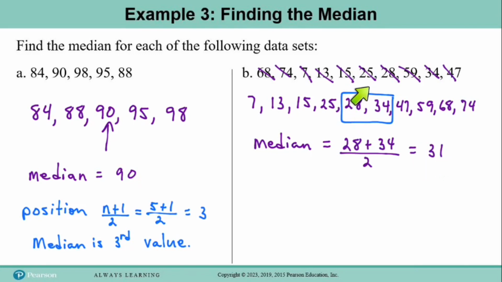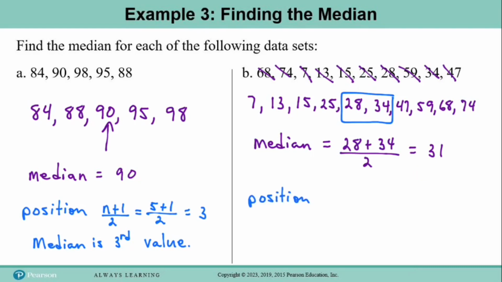Now notice that 31 would come right here in between 28 and 34. So there would be 5 numbers that are less than the median, and also 5 numbers that are more than the median. And so, again, the median has the same number of values that are less than as it does values that are more than.